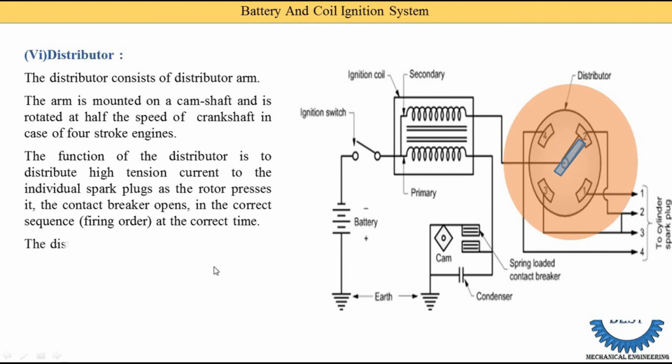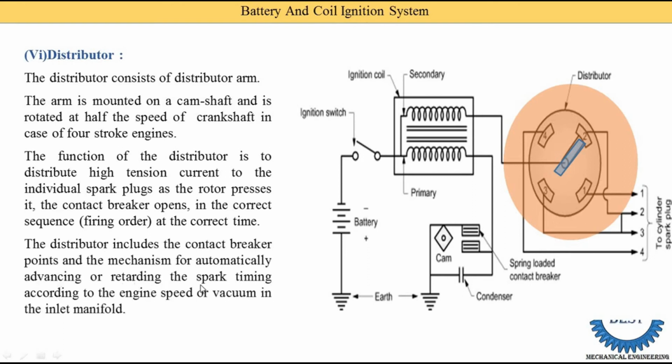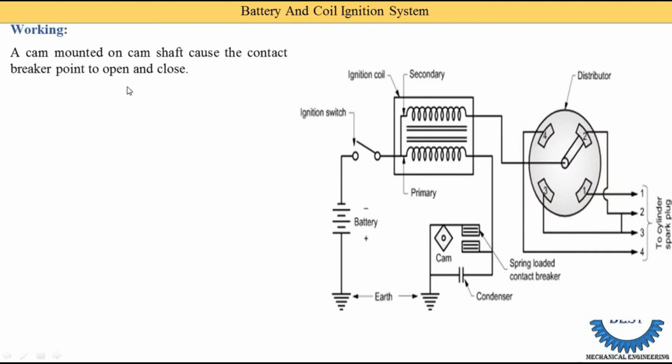To understand this deeply during the working, the distributor includes the contact breaker points and the mechanisms for automatically advancing or retarding the spark timing according to engine speed and vacuum in the inlet manifold. Now this is the working. A cam mounted on a camshaft causes the contact breaker points to open and close. Means the main thing is operated from this camshaft.